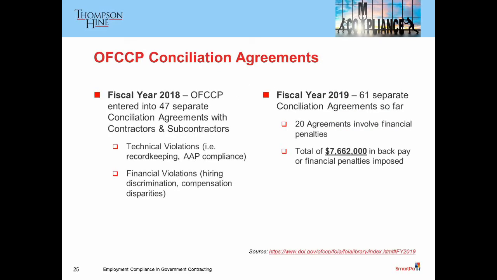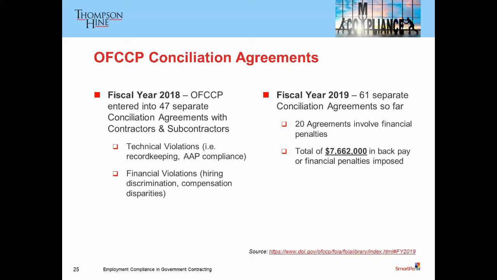The consequences of not complying can be pretty steep. In 2018, OFCCP entered into 47 conciliation agreements with contractors and subcontractors. These agreements can cover both technical violations, such as record keeping or AAP compliance, as well as financial violations, where they come into an audit and actually find evidence of various types of discrimination. Their favorites in the past couple of years have been hiring discrimination as well as compensation discrimination.